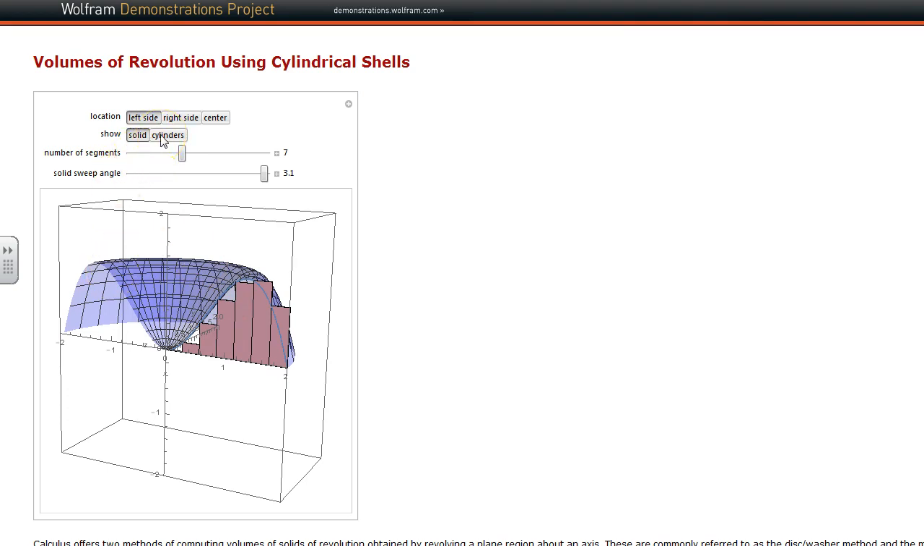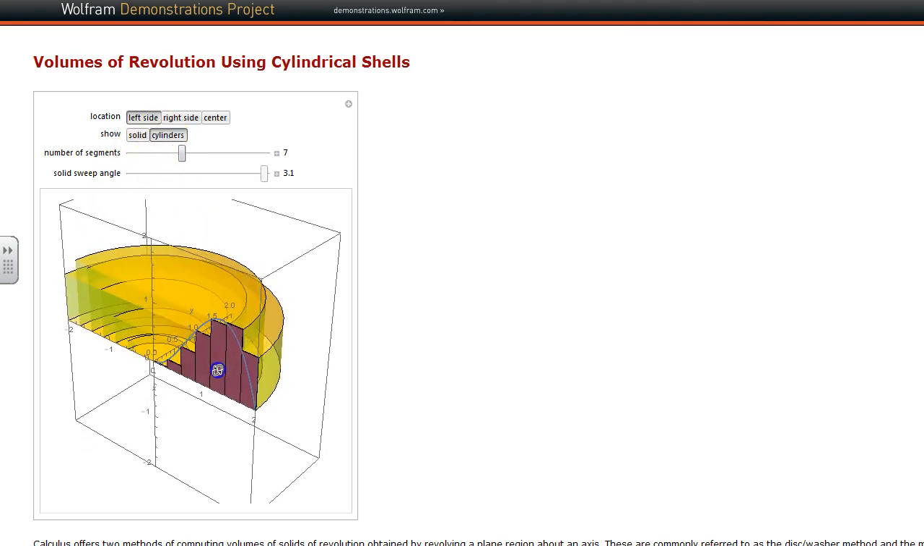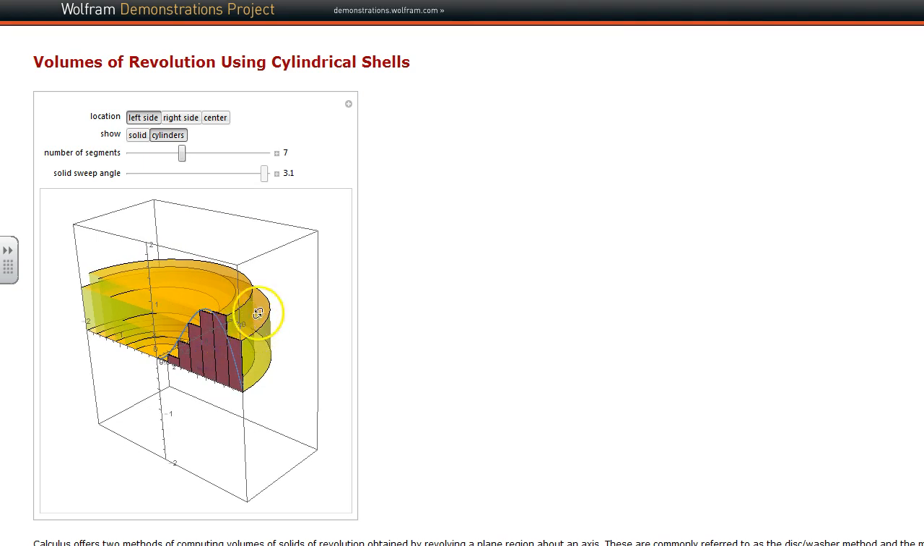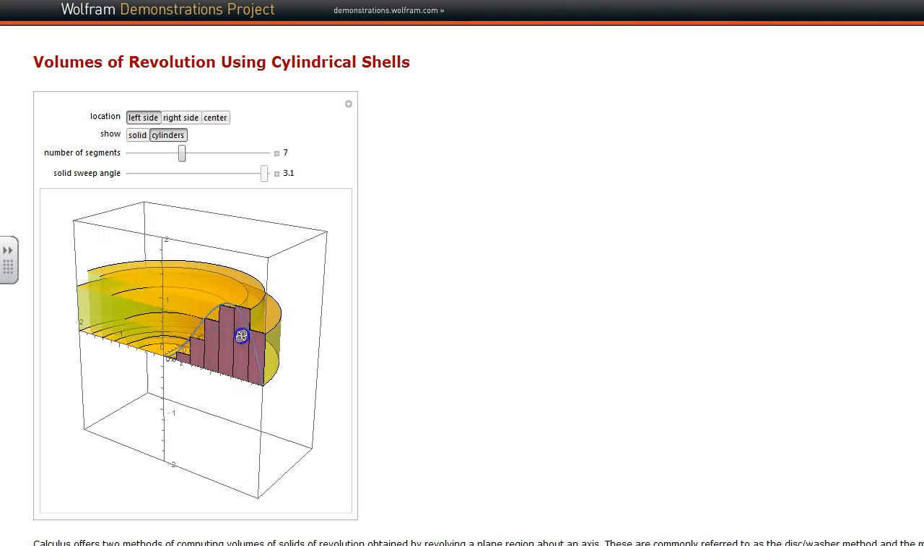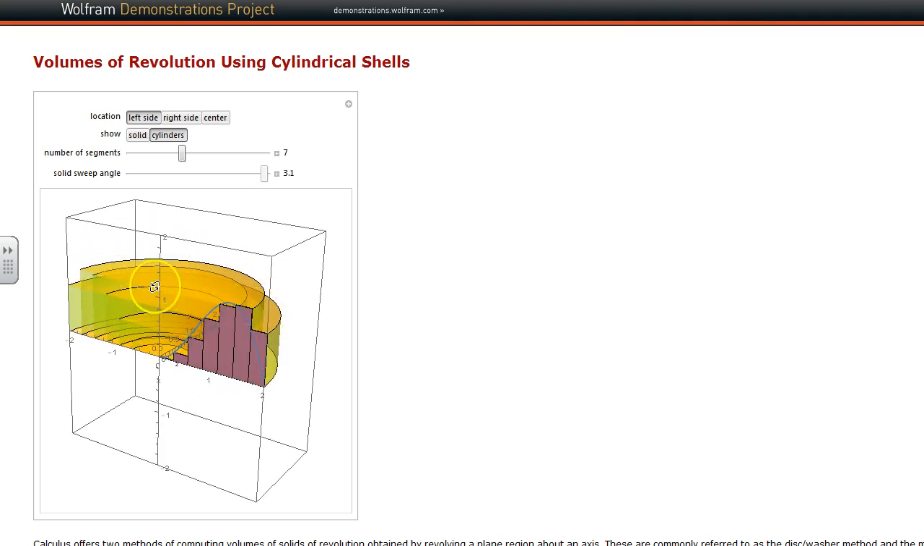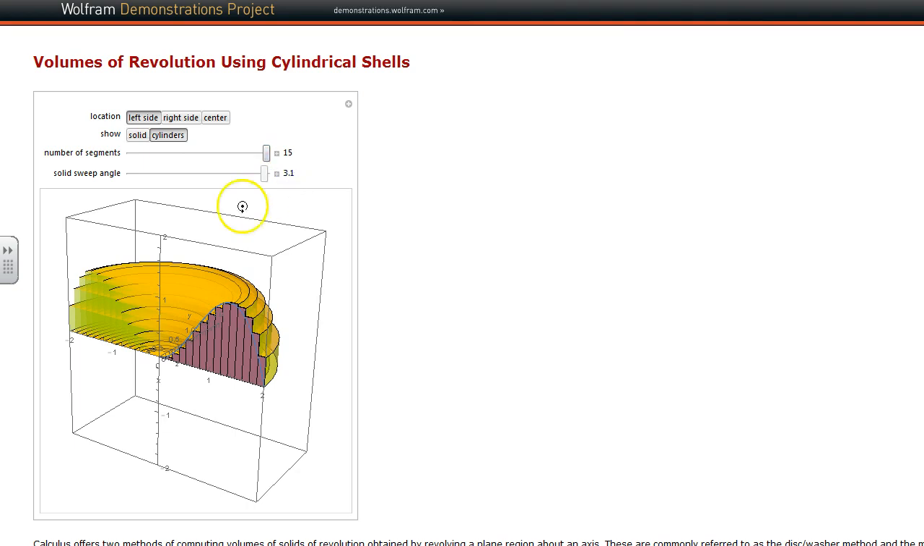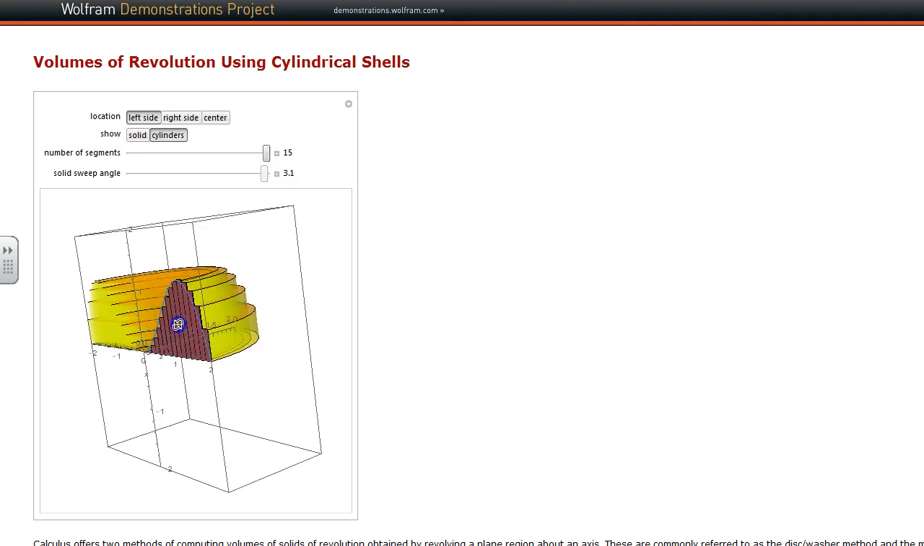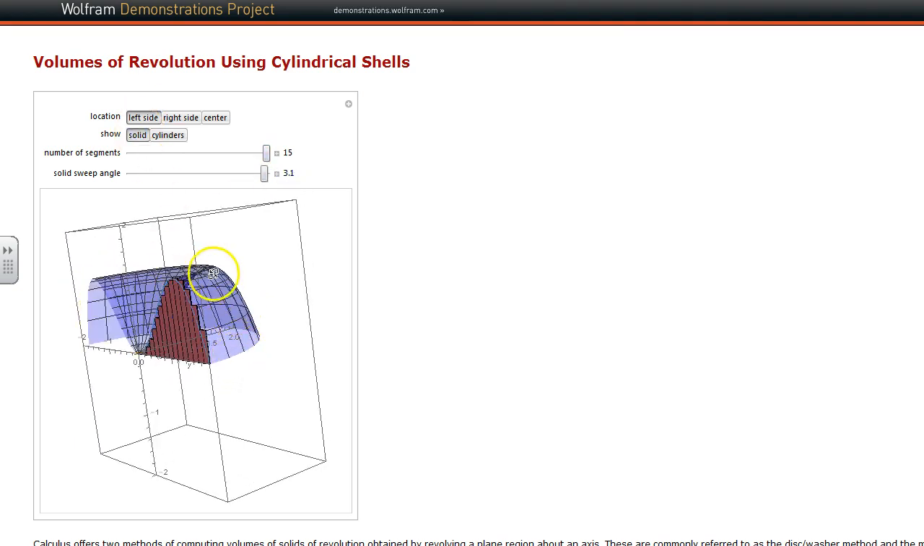Now, when I click this other button, these are what those pieces look like. Those rectangular things, as they're rotated around, that's what they're going to look like. And the more we get, the more they take on the shape, as you see, of that general solid of rotation. Okay, the more and more rectangles that we rotate around the y-axis, the closer we're going to be to the actual volume.